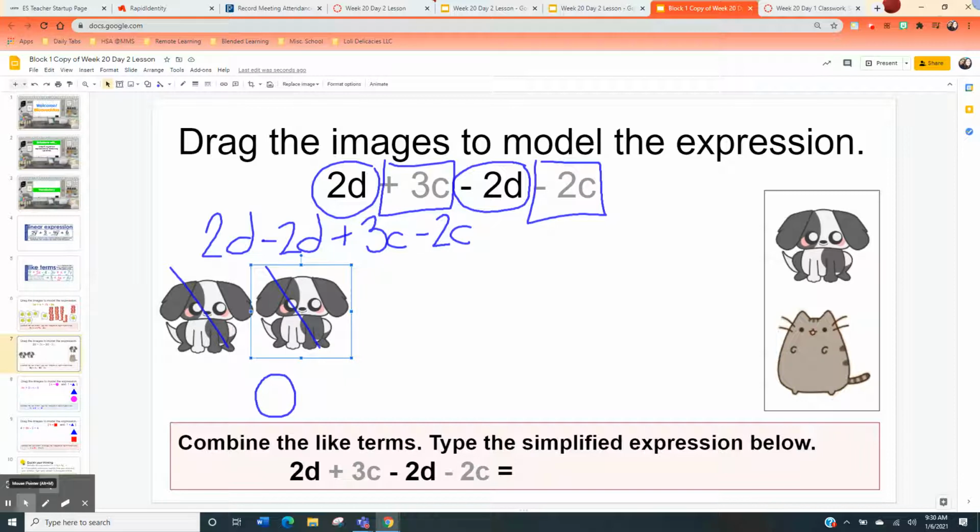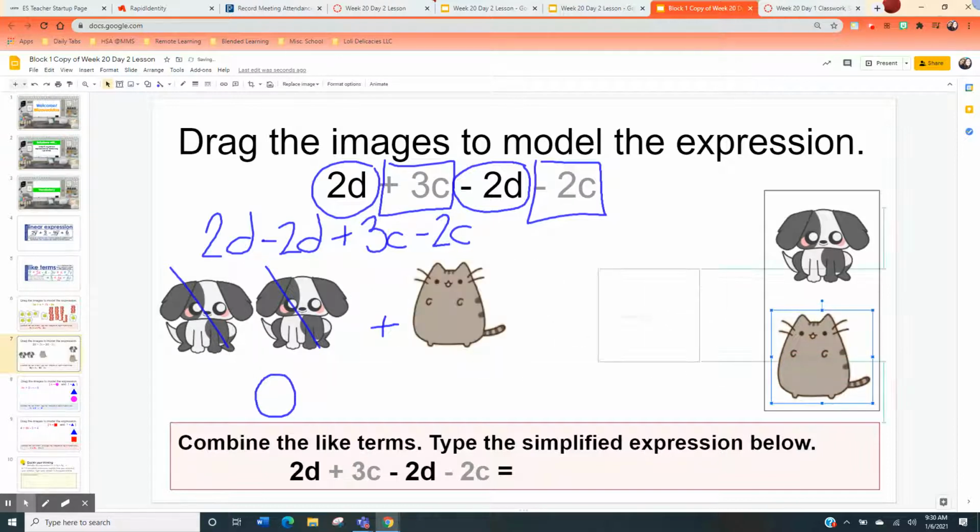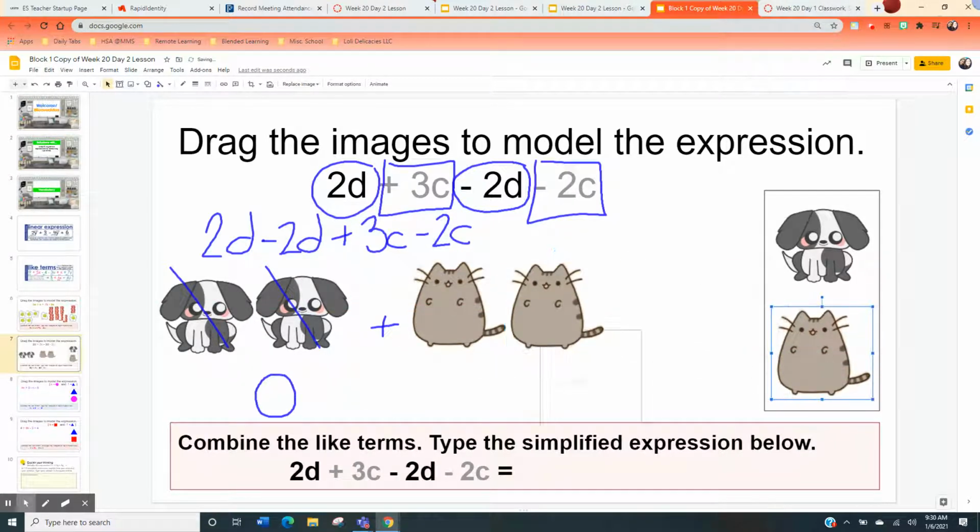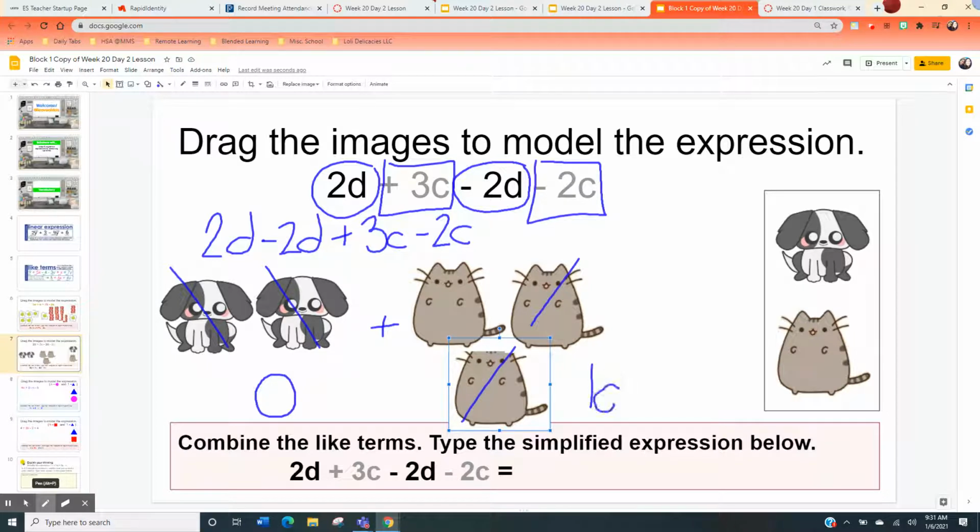It says plus 3 cats. 1 cat, 2 cat, 3 cat. Now it says minus 2c, or minus 2 cats. So what am I going to do? Cross out 2 cats. I'm crossing out 1, I'm crossing out 2, and I'm left with how many cats? 1 cat.